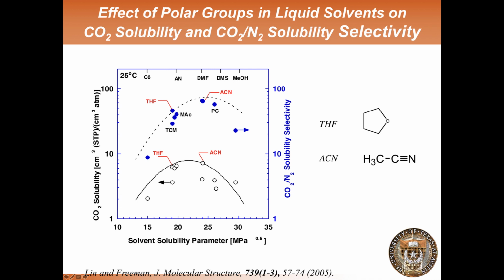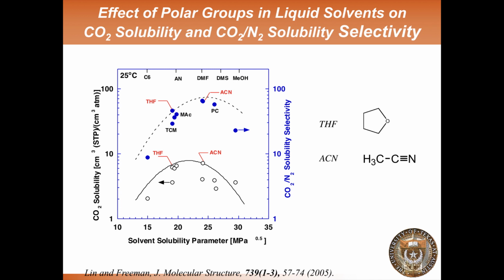And if we plot not only CO2 solubility, but CO2 over nitrogen solubility selectivity, we see that that goes through a similar trend. Nitrogen, of course, cannot enjoy these polar or quadrupolar interactions that CO2 can enjoy with some of the more polar solvents, and so you see a similar trend and can get, in some cases, very high selectivity for CO2 over nitrogen based on solubility selectivity.